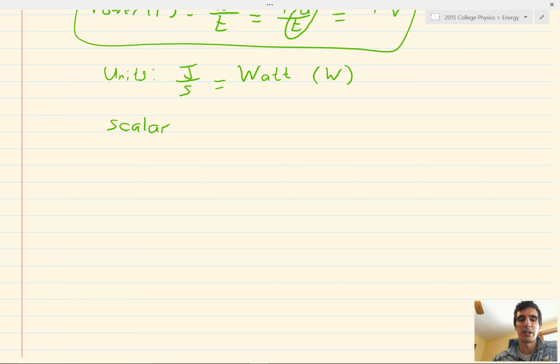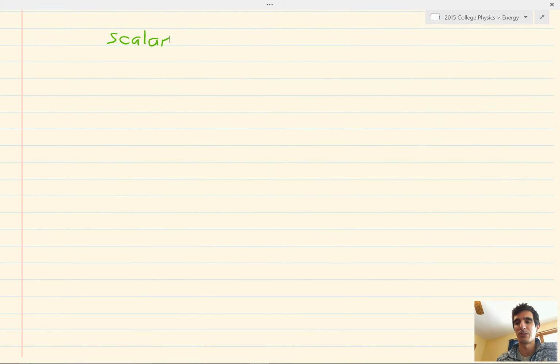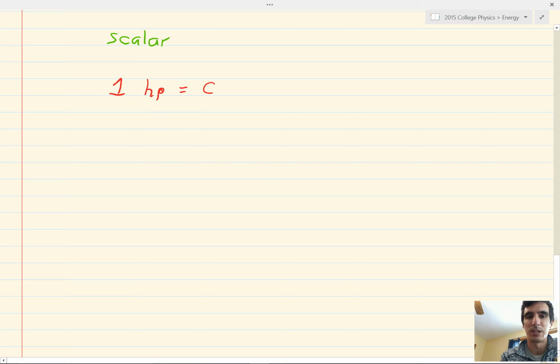And finally, if you ever hear people brag about how much horsepower their cars have, what they're really talking about is how much energy their power delivers in a given amount of time. So we could say one horsepower is equal to 0.75 watts. So you have a new conversion factor there. And that's it for work and power, so let's do a few examples of each one. And then we'll move on to the next lesson.